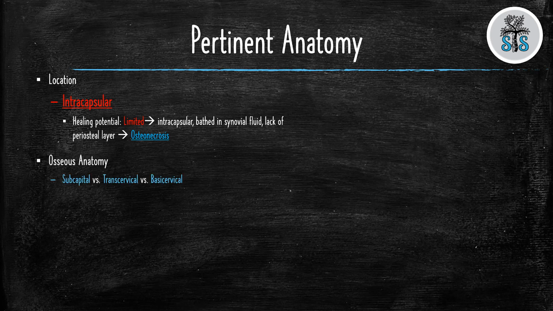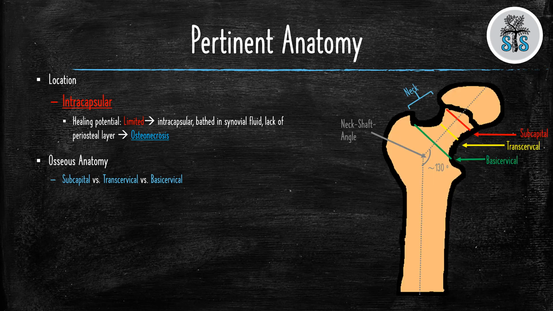The osseous anatomy of the femoral neck can be broken down into three anatomical regions: the subcapital, transcervical, and basicervical regions. These are important because they help dictate different treatment options based on where the fracture is located. The neck-shaft angle is around 130 degrees and it's anteverted about 10 degrees.